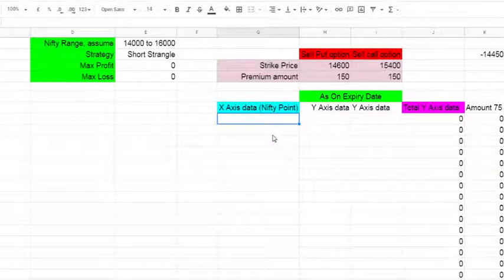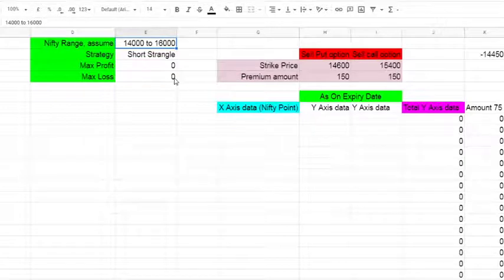Before drawing the chart, we need to assume some data, because we need data, right? So I am assuming the Nifty would trade between 14,000 and 16,000, and the chart I am going to draw is for the Nifty short triangle option strategy. I have sold Nifty strike prices at 14,600 and 15,400, and I am assuming currently the Nifty is trading at 15,000. My sold premium is 150.